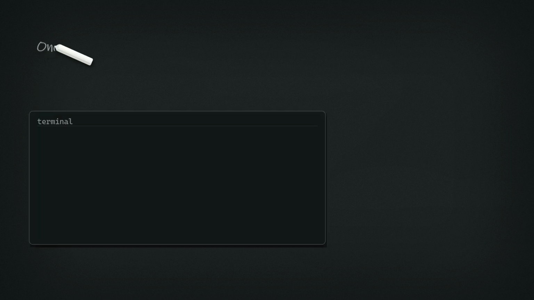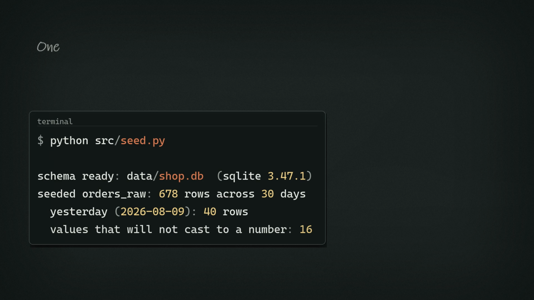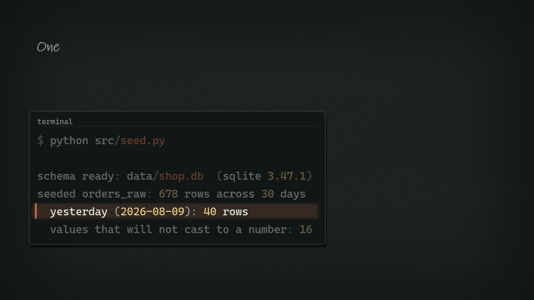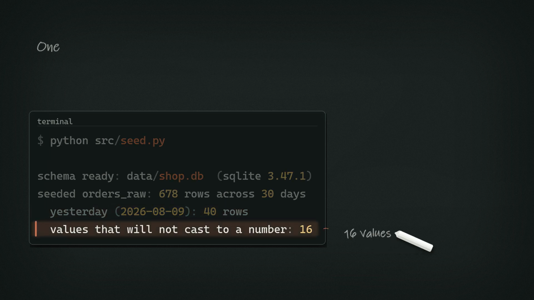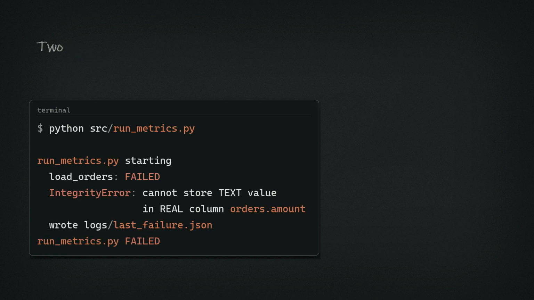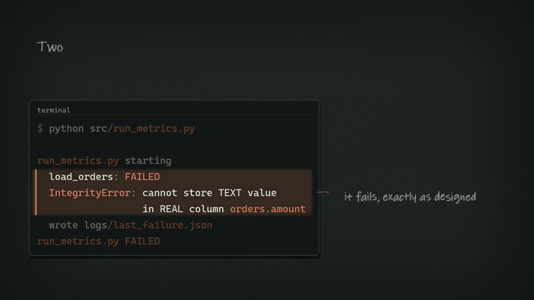First, seed. 678 rows across 30 days, 40 of them from yesterday, and 16 values that will not convert to a number. That last line is the fault we planted, reported by the seed itself, so you can see it went in. Second, run the job, and it fails, exactly as designed.